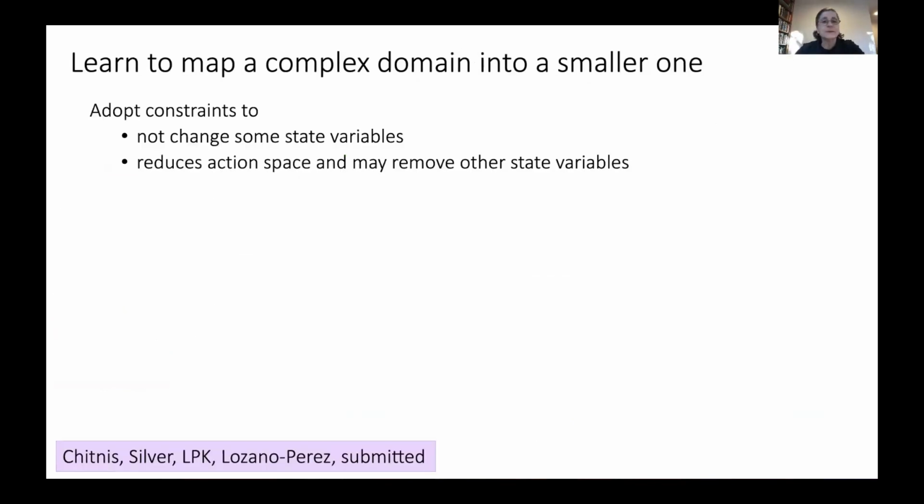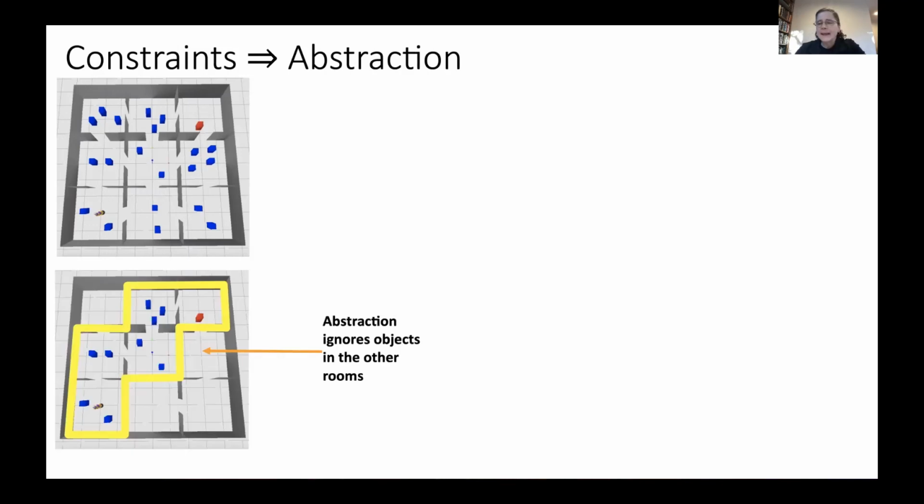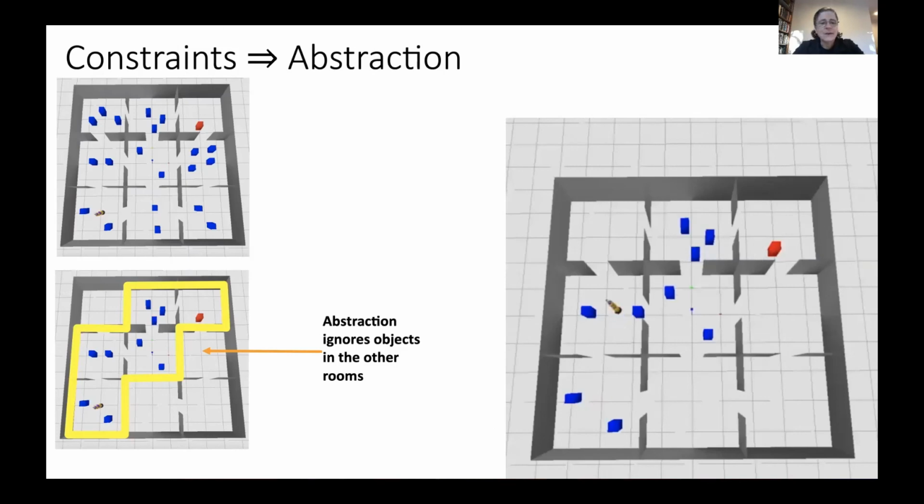One last example of learning is learning to map a complicated domain into a smaller one. And the idea is that we're going to adopt constraints to make the planning problem easier. So here's a robot that has to get itself over to where the red object is and move the red object. And by constraining itself, adopting a constraint of not going into some of the rooms, it can reduce the size of its planning problem. So now it plans in a subproblem, and it's able to make a plan and execute it efficiently.